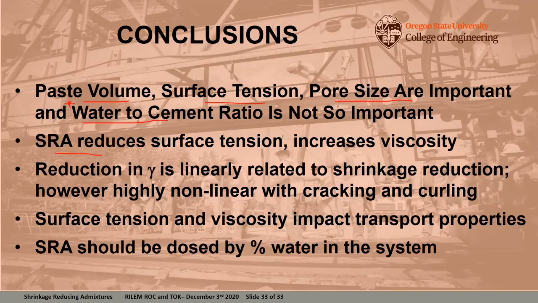Shrinkage reducing admixture reduces surface tension, but it also alters some of the other properties of the fluid. For example, it increases the viscosity of the pore solution. The change in surface tension is going to be linearly related to shrinkage. However, it's really important to note that shrinkage is not necessarily linearly related with cracking, and a small reduction in the shrinkage of the system can have a huge impact on the cracking and a huge impact on the curling of our concrete. So there could be really big value benefits with using shrinkage reducing admixtures.